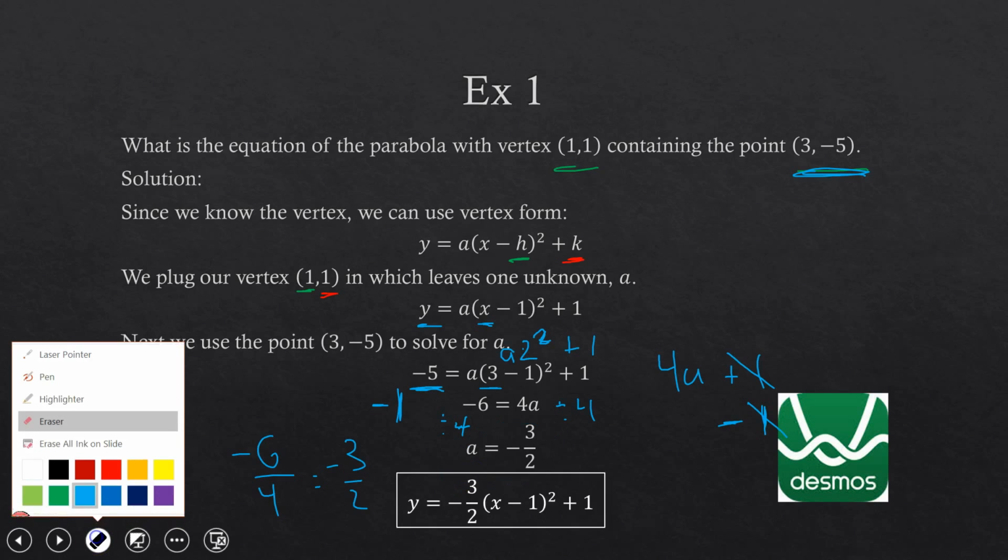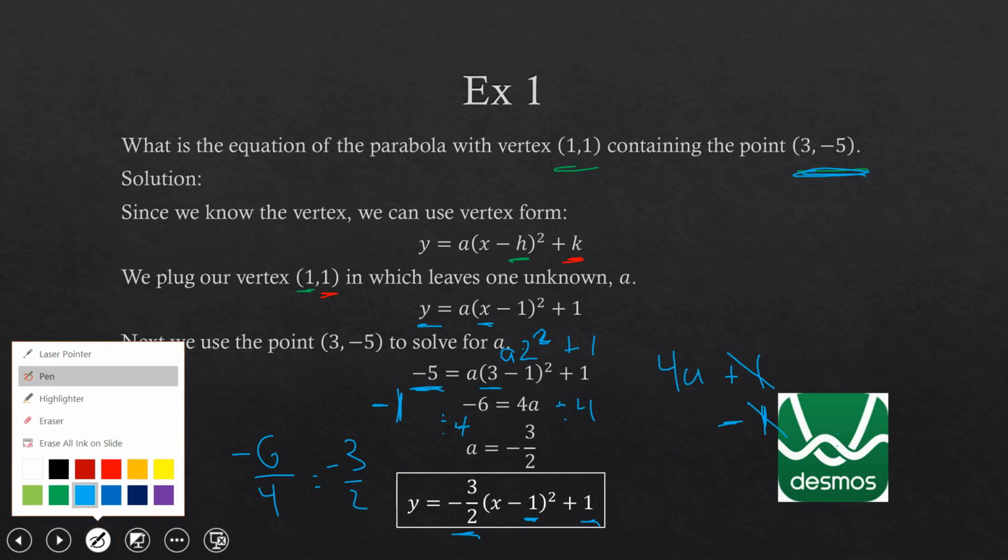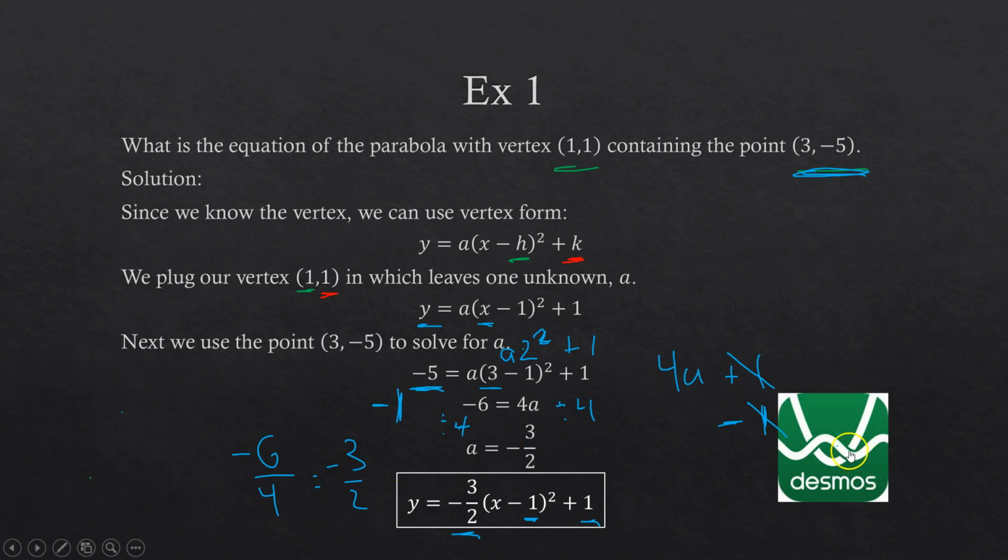So here's a, that's our vertex, 1 and 1, and that would give us the equation. So let's go ahead and check Desmos and see that this actually satisfies our requirements. Oh, wait. To get out of pen mode, here we go. Pen mode, escape. Let's click on Desmos.